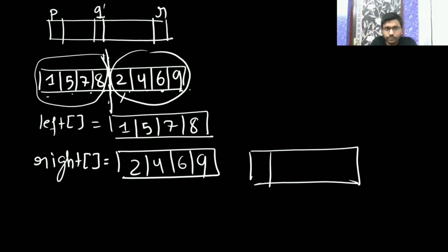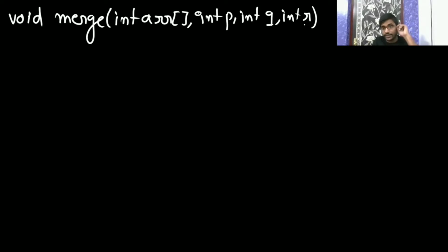See, they have given you the position that from p to q, one left array is there, and from q plus 1 to r, another array is there which is sorted. So in the function merge, which is having the array, and the starting index, p is the starting index, q is the position of the first half, and r is the position of the last half, meaning the last index value.